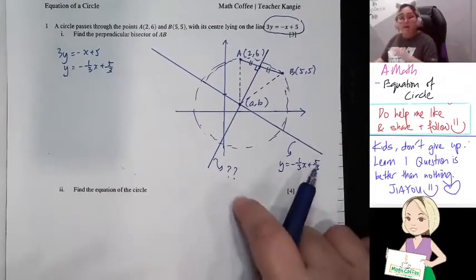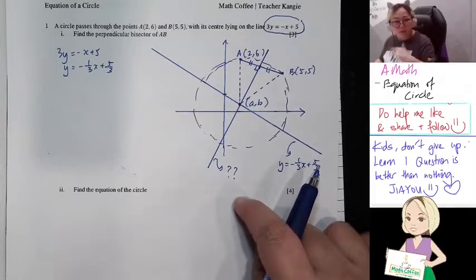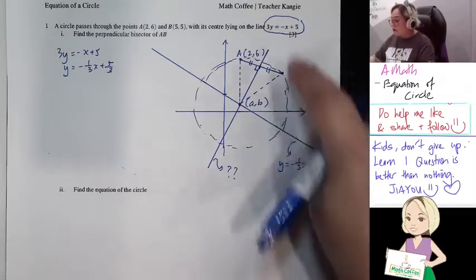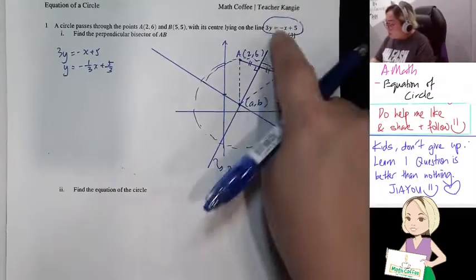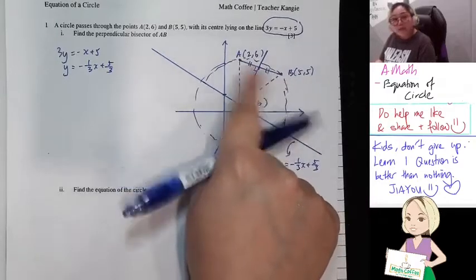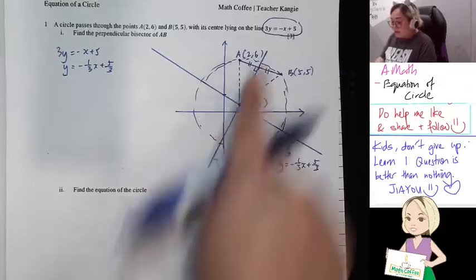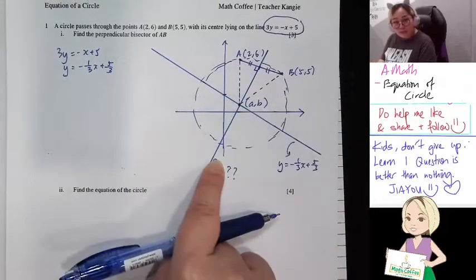Every time you want to find the equation of a line, you straight away know that it's y equals mx plus c. So I need to find the gradient of this line. Then you look at it, oh, perpendicular. Oh, I got the line AB. So that means I can find my gradient AB first, correct? And when I find my gradient AB, I will be able to find the gradient of this perpendicular bisector.